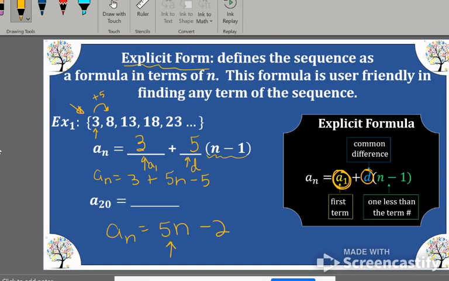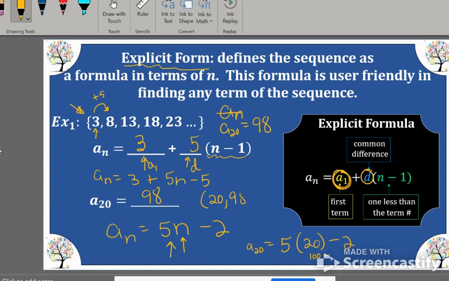Now, it's asking us to find a sub 20. So this means we're going to plug in 20 for our position value. So 5 times the 20th term minus 2. Well, let's write this a sub 20. Equals 5 times 20, that's 100, and 100 minus 2 is 98. So our 20th term is 98. So on the scatter plot, we could graph that at 20, 98.